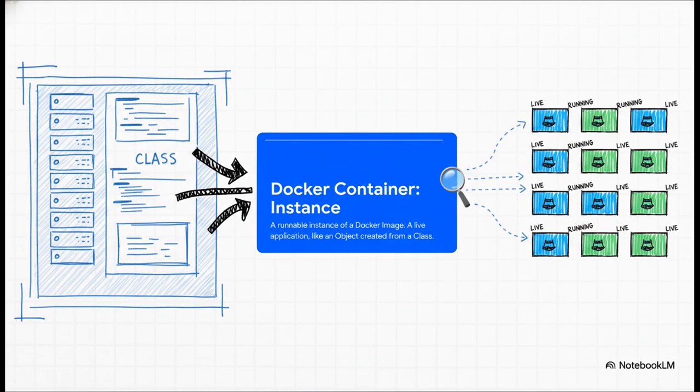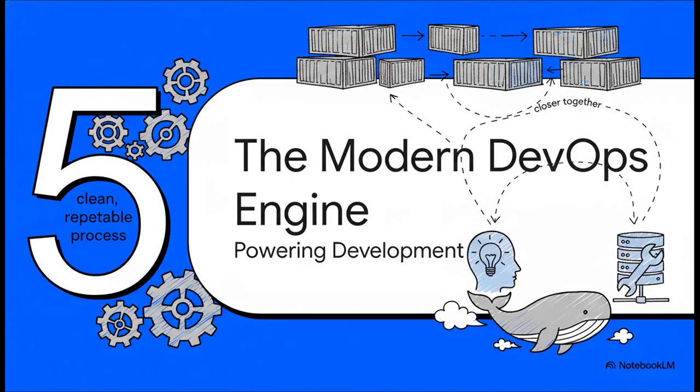And if the image is the class, then the Docker container, that's the object. The container is the live, running instance that you create from the image. It's the blueprint brought to life. You can take that one single image and launch 1, 10, or 1,000 identical containers from it. The image is the blueprint, the container is the running application. That difference is key.